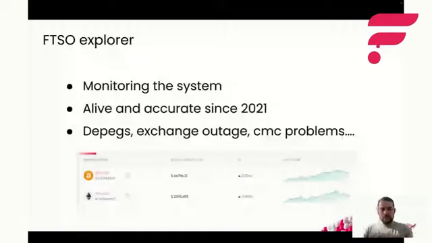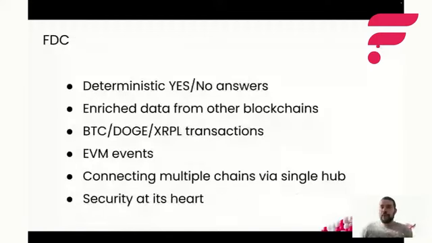Okay, and the other thing is FDC, or the FLR data connector. As I said before, the FLR data connector allows us to pose deterministic yes-no questions. But we don't just want to stay with yes-no answers. So the data connector allows you to get answers to deterministic yes-no questions, and when the answer is yes, you also get some additional metadata that's enriched depending on how you want to enrich it. Specifically, the first iteration had enriched data from other blockchains. We currently support Bitcoin, Dogecoin, XRP Ledger, and EVM events on Ethereum and any layer 2 that is EVM compatible.